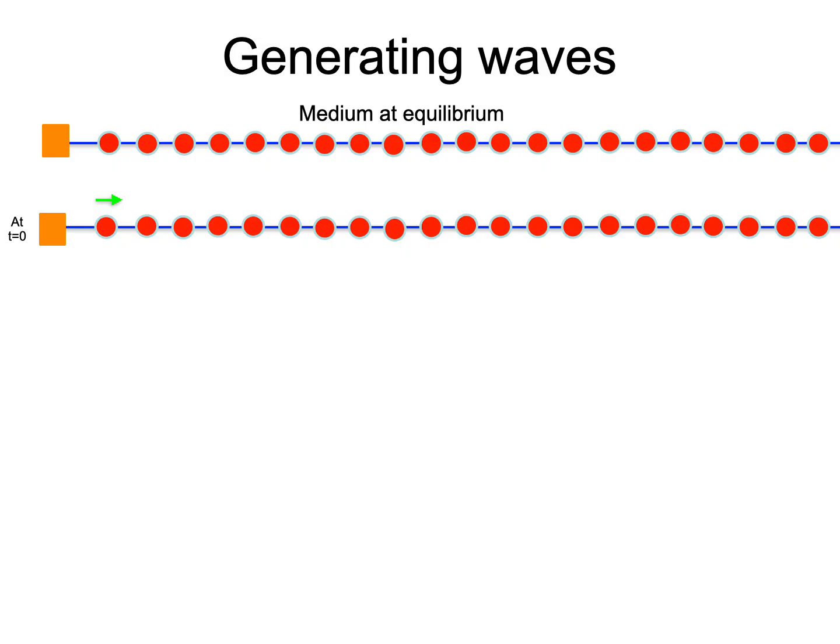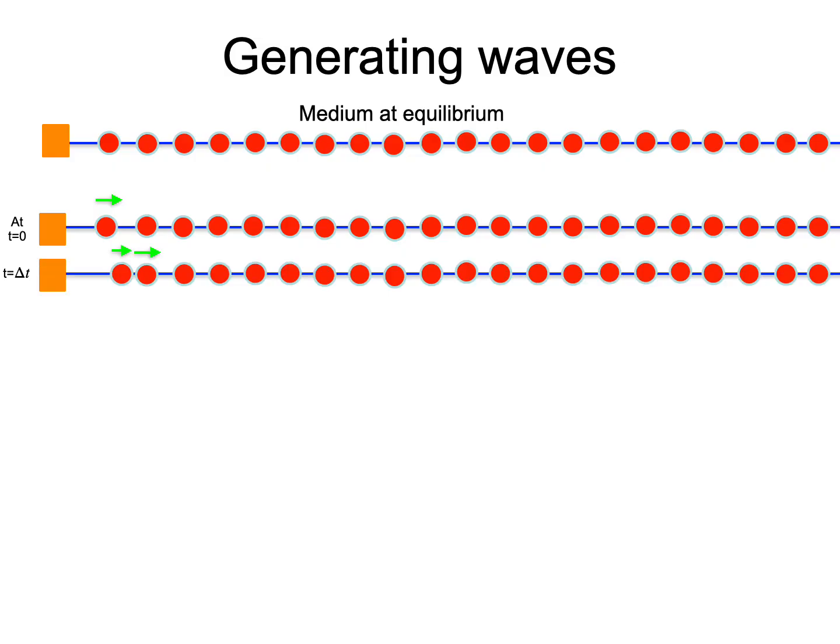Now that the first puck is moving, it will start compressing the spring to its right. This compressed spring will speed up the second puck, and the first puck will slow down because both springs that are attached to it exert forces towards the left. After a time delta t, the situation might look like this.